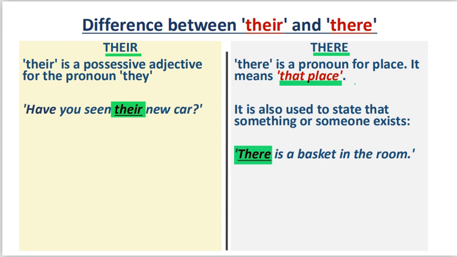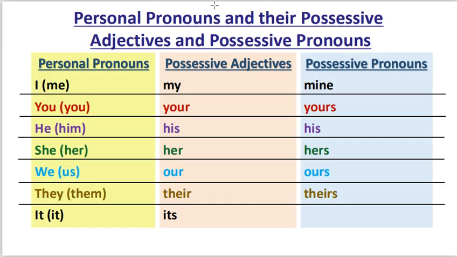Let's move to the next page. On this page, we have personal pronouns and their possessive adjectives and possessive pronouns. The thing is, these possessive adjectives and possessive pronouns are actually from personal pronouns. So here, I have the personal pronouns on the left with yellow background. Then we have the equivalent possessive adjective in the middle with pink background. And then we have the equivalent possessive pronouns on the right with blue background.